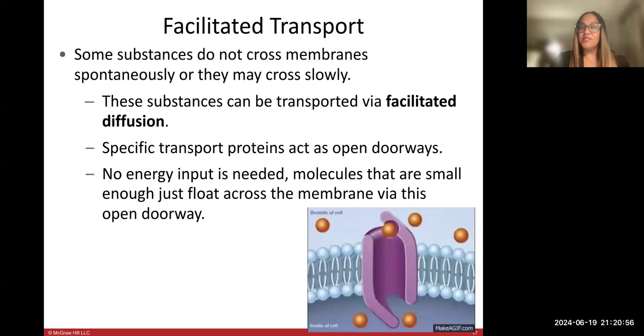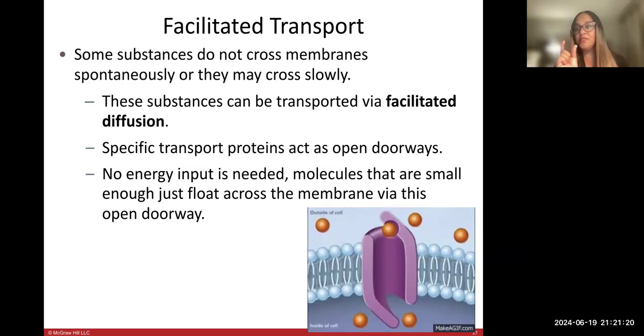Facilitated transport. Some substances do not cross membranes spontaneously, or they may cross very slowly. These substances can be transported via facilitated diffusion. Specific transport proteins just act as open doorways. No energy input is needed. The molecules that are small enough just float across the membrane via the open doorway. Facilitate just means to help. So some of these bigger molecules just need a little extra help getting across the membrane.